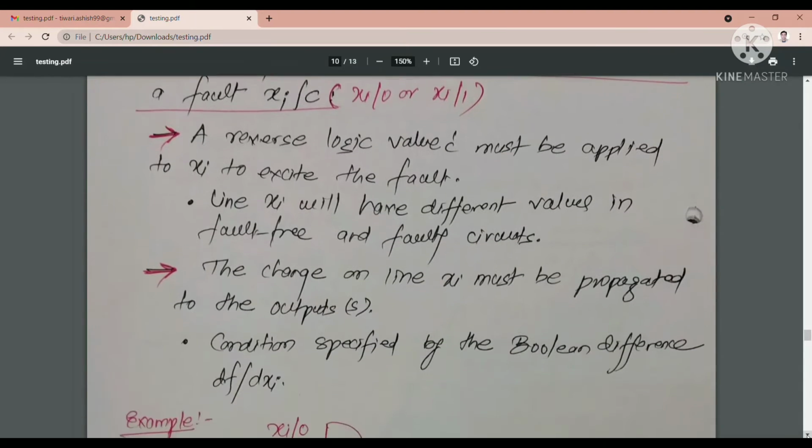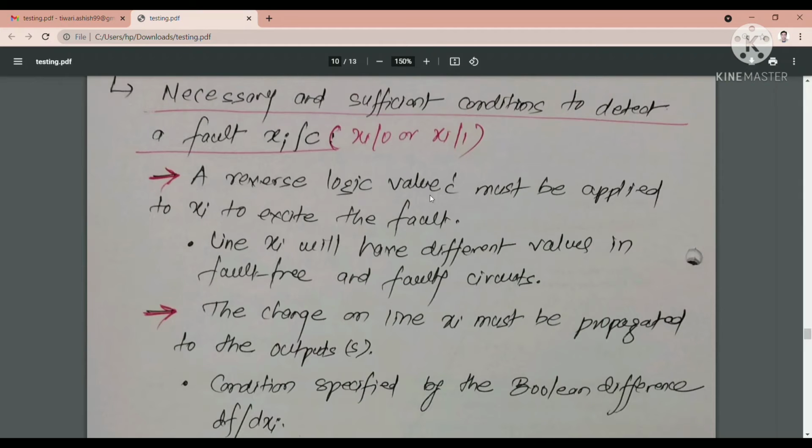First, a reverse logic value c bar must be applied to xi to excite the fault. I am repeating, a reverse logic value c bar must be applied to xi to excite the fault. Line xi will have different values in the fault free and faulty circuits. Let us understand this with an example.